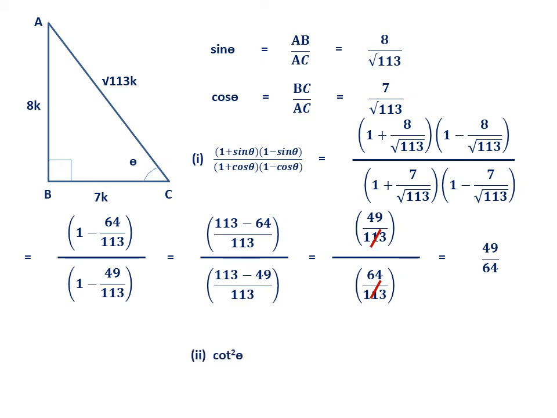Now what is cot square theta? Cot square theta equal to, cot theta is 7 by 8. So when you square it, you get 49 by 64. So you can see here both are equal. So actually this is an identity. Let us study them later. So this is the question. Let us proceed.